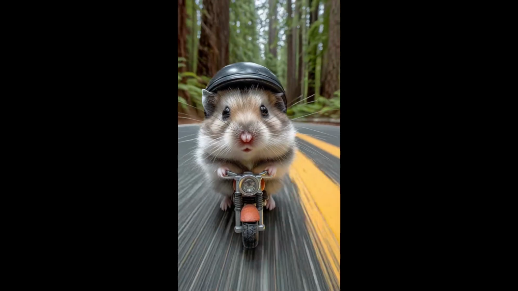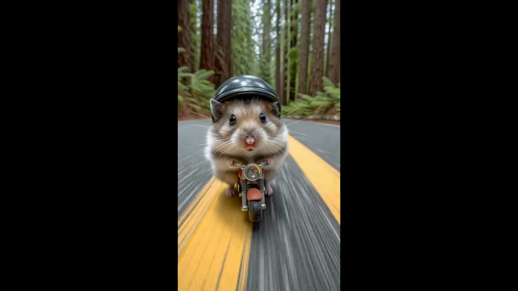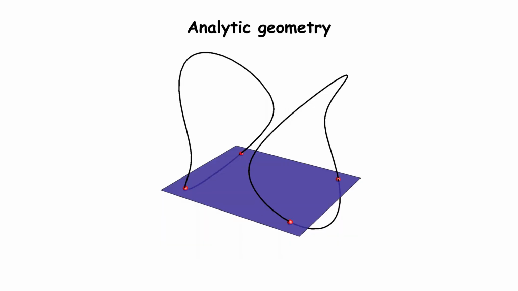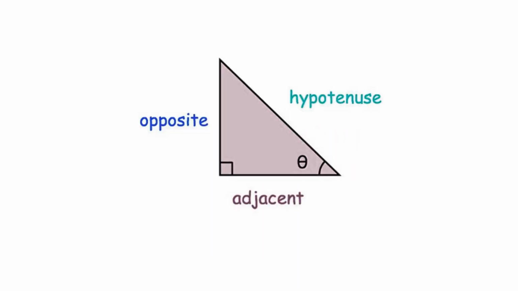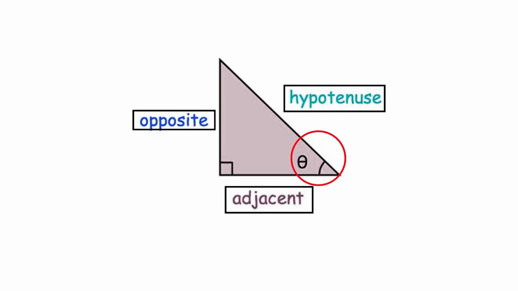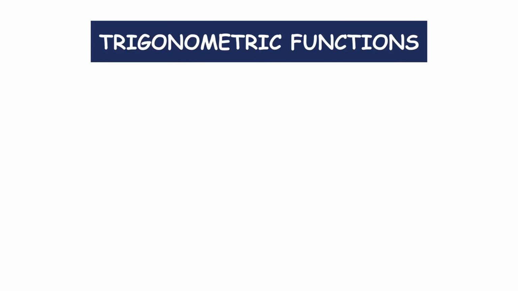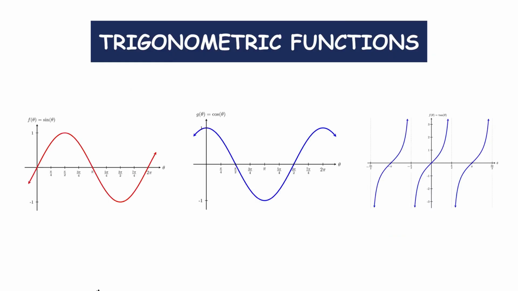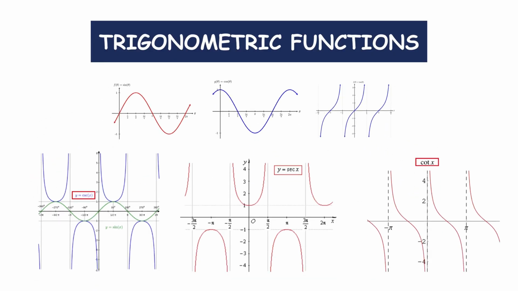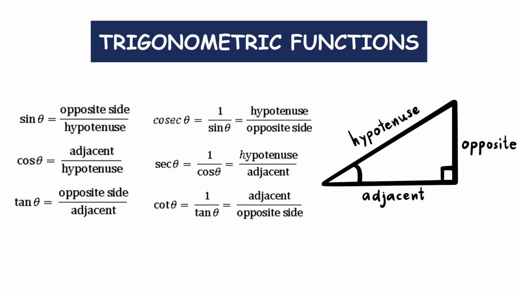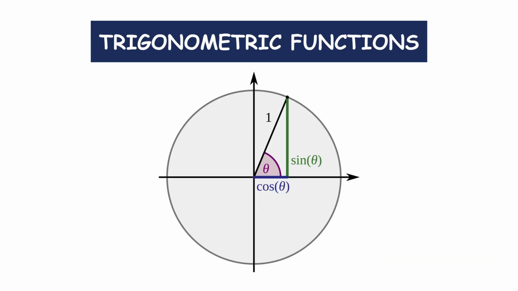Let's recap trigonometry, shall we? Trigonometry studies the relationships between angles and sides of triangles, as well as their applications in space. Its foundation lies in the trigonometric functions, sine, cosine, tangent, and their reciprocals, which describe specific ratios in right triangles and are extended through the unit circle to any angle.